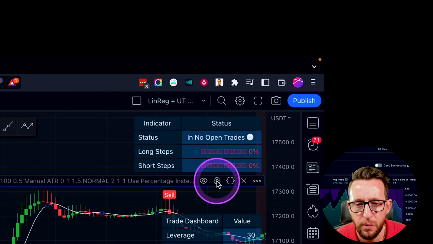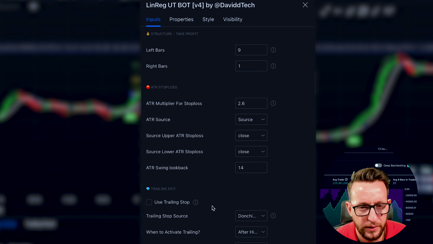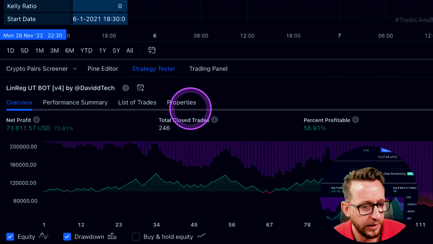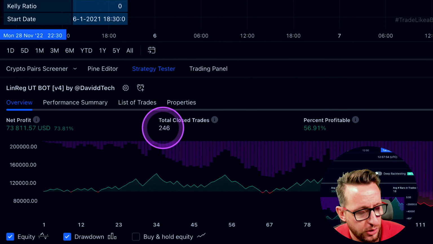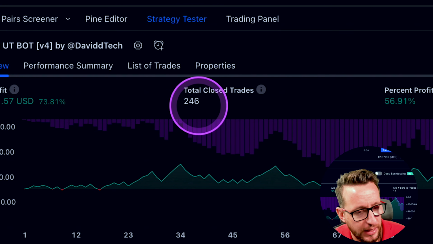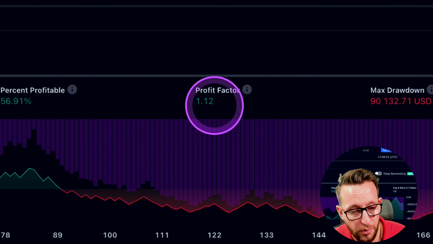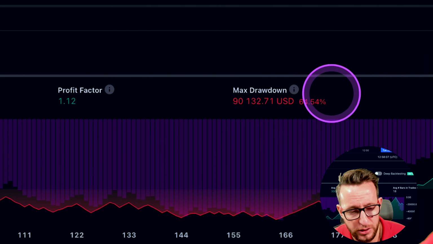Now, if I take away the multiple take profits, let me go over to multiple take profits here, and we need to take that down to 1. Okay, so if we take this as a single take profit and use the exact rules as they should be, we have 246 trades, a 56% win rate with a profit factor of 1.12. We have a huge drawdown still of 64%, which is even worse.